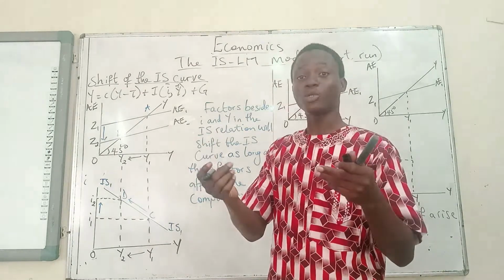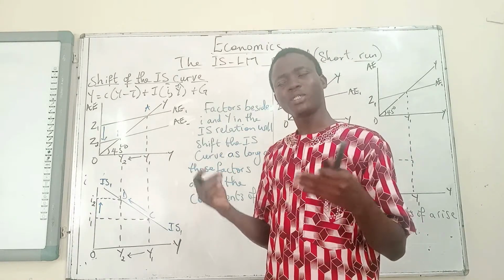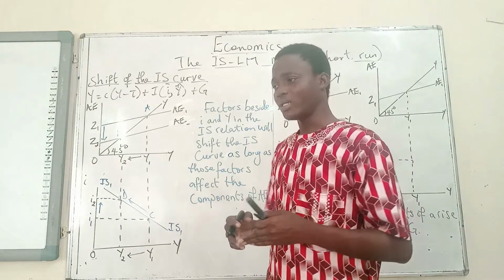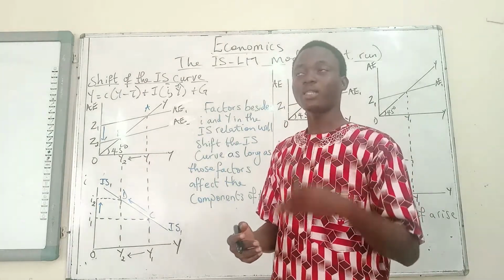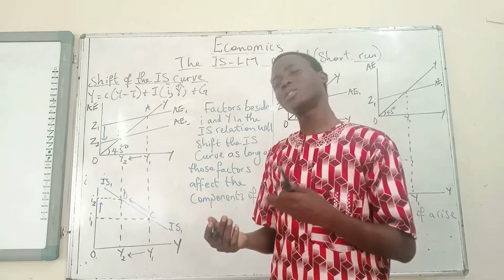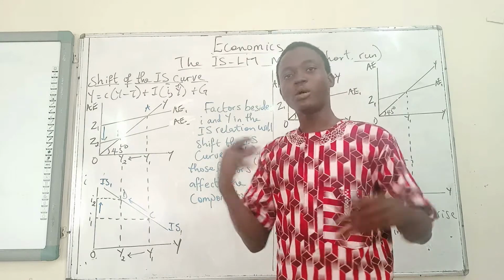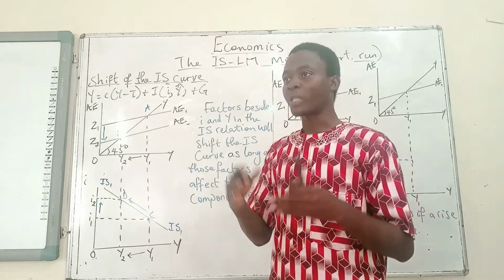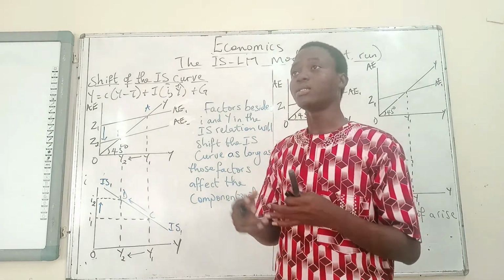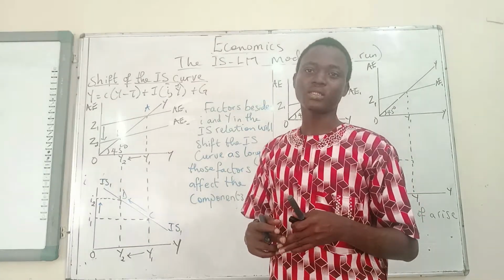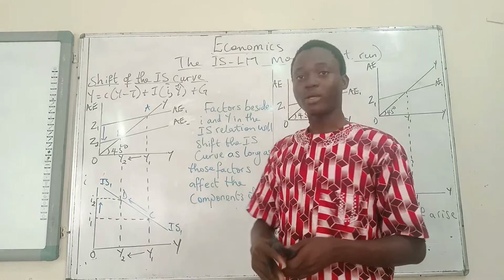But the size of the multiplier depends on whether your economy is open or closed. It depends on the kind of tax that the economy has. In a closed economy, the multiplier depends on the marginal propensity to consume, B, and the income tax, T. In an open economy, it depends on B, the MPC, T, the income tax, and M, the marginal propensity to import. Those were the things we spoke about when talking about the multiplier.